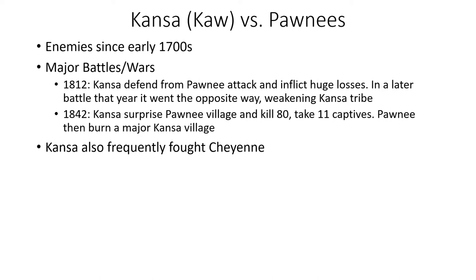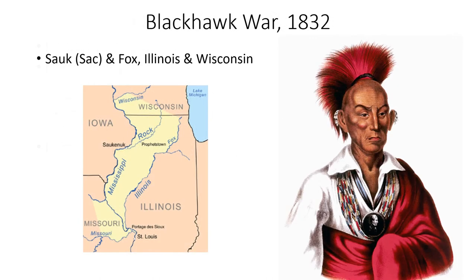They were having a hard time of it. Also having a hard time of it, not on the Great Plains, at least not as of yet, were two allied tribes up in northern Illinois and southern Wisconsin called the Sauk and Fox tribes. They had become such close allies that by this time and thereafter, they were referred to as though they were one group, Sauk and Fox.